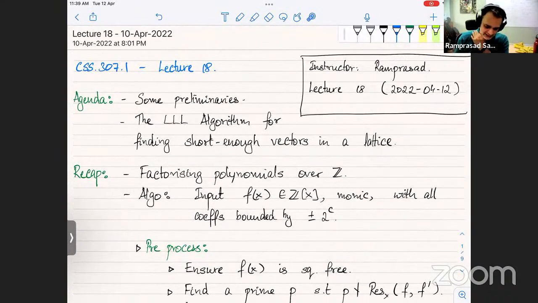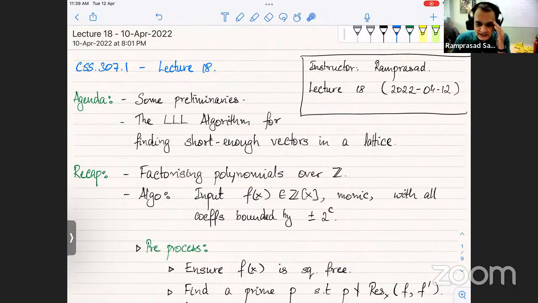Okay. So today the main focus is going to be on the LLL algorithm by Lenstra-Lenstra-Lovasz, which is an approximation algorithm for solving a very important problem called the shortest vector problem in a lattice. It's often called SVP. And the LLL algorithm provides an efficient approximation algorithm with some approximation guarantee.